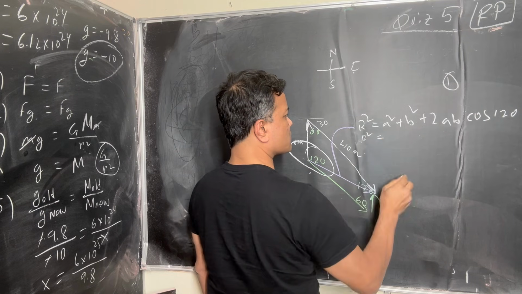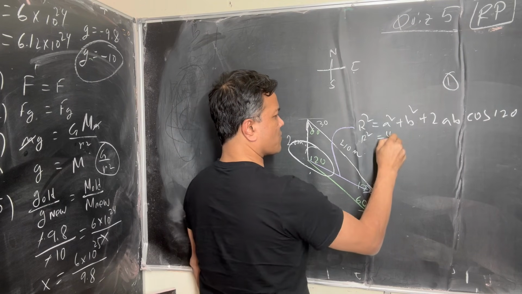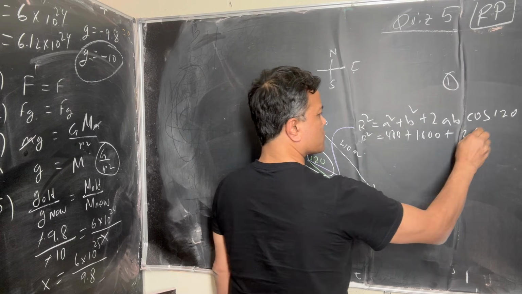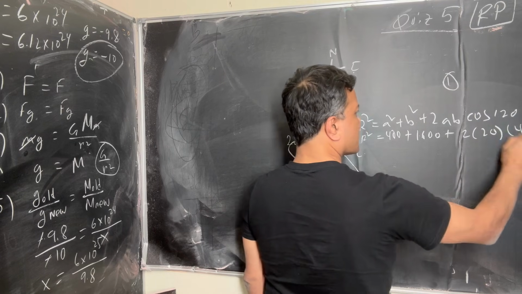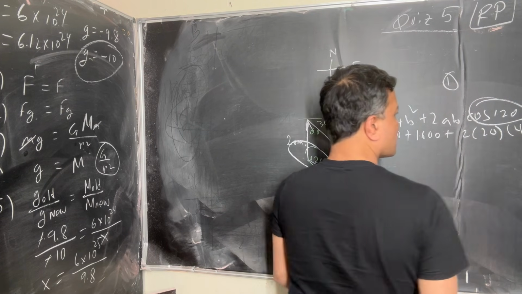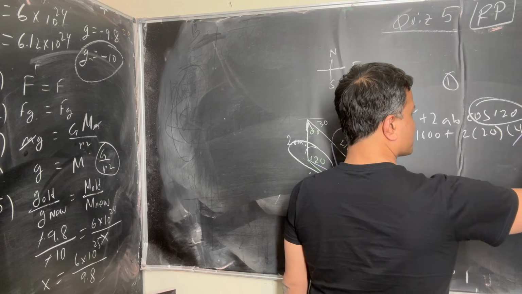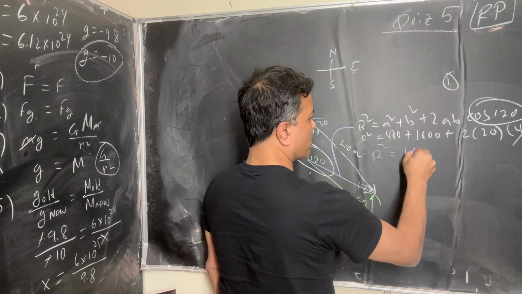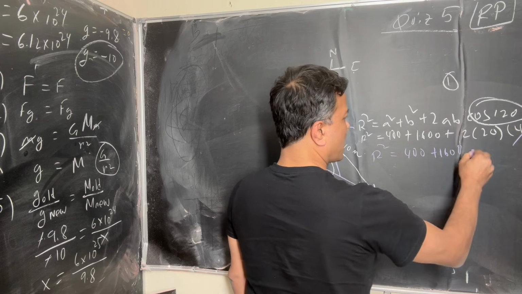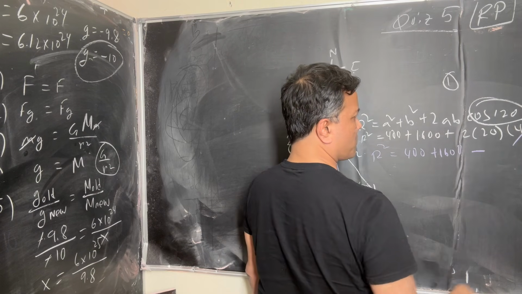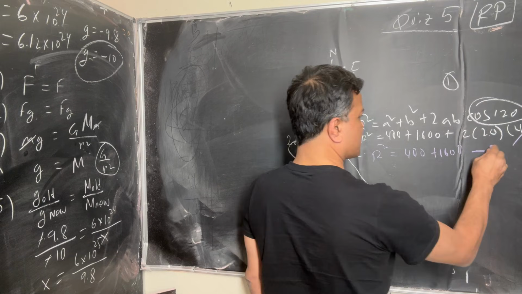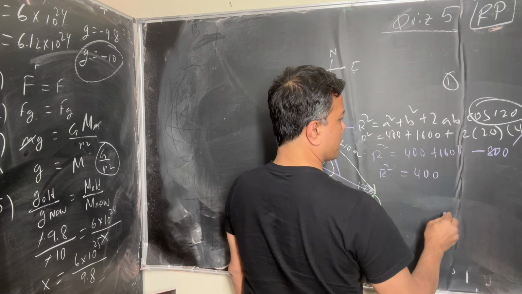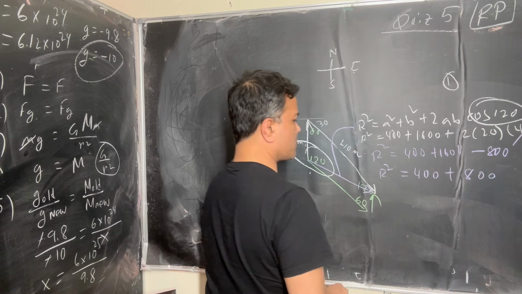So r squared is equal to 20 squared, which is 400, plus 40 squared, which is 1600, plus 2 times 20 times 40, and then cosine 120 is negative half. Negative 2 goes to 40, just 20. So you have r squared is equal to 400 plus 1600 minus, there is a minus, so you're going to put minus 20 times 20 is 400, 800. So r squared is equal to 400 plus 800. So r squared is 1200.